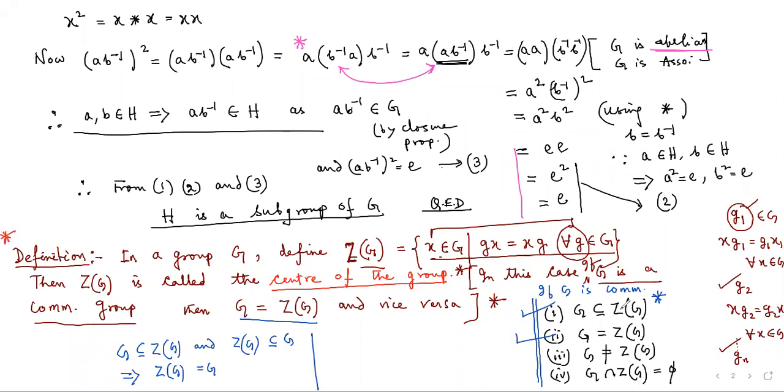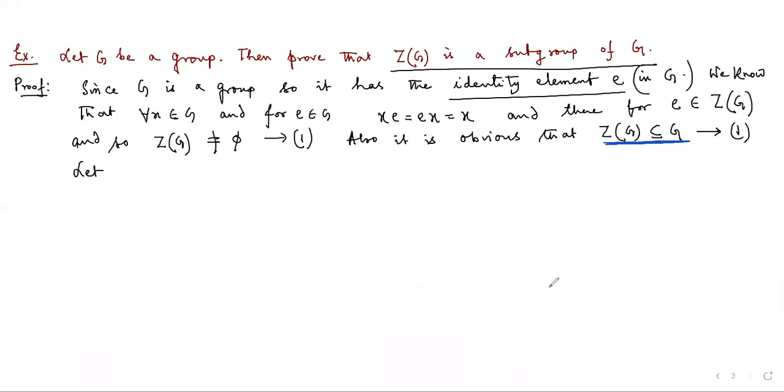The option number 1 is extra holding. So both the options 1 and 2 are correct. Anyways, by definition, ZG is a subset of capital G. Now we are going to show the last property. Let us choose two elements A, B from ZG.